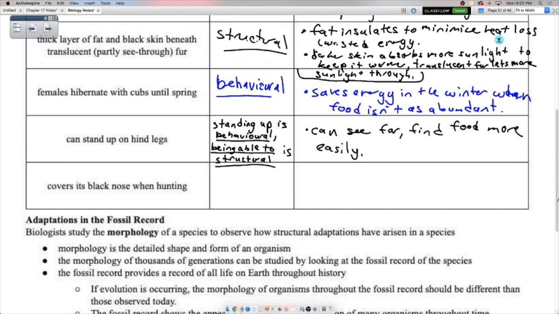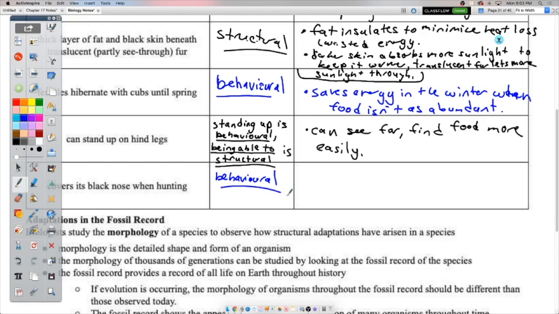Okay, I love this one. It's really cute. Covers its black nose when it's hunting. So behavioral or structural? Behavioral. It's something it does. Okay. What would be the advantage of that? Well, its white fur is pretty good camouflage, but the black nose kind of wrecks it, right? You would see a black dot kind of approaching you if you're a seal, and you might dive back down into your hole. So it literally will take its paw and cover its black nose while it's hunting so that it's more camouflage to prey.